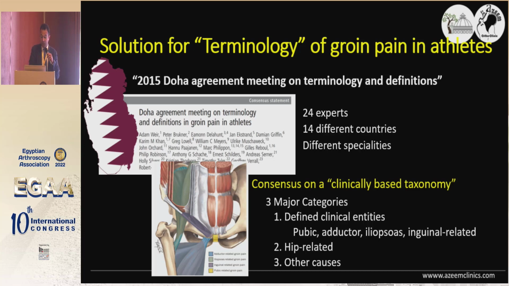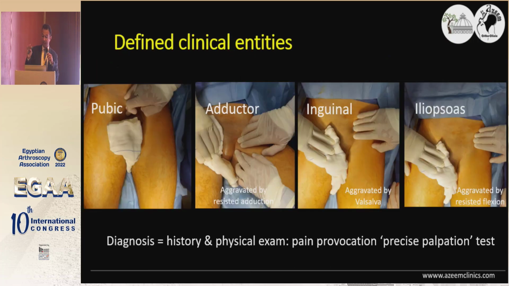If we look at the defined clinical entities, we will find that they are divided into 4 areas: pubic-related pain, adductor-related pain, inguinal area-related pain, and iliopsoas-related pain. These are the 4 what they named defined clinical entities. They stressed the clinical examination to differentiate between them, or to define which one is which.